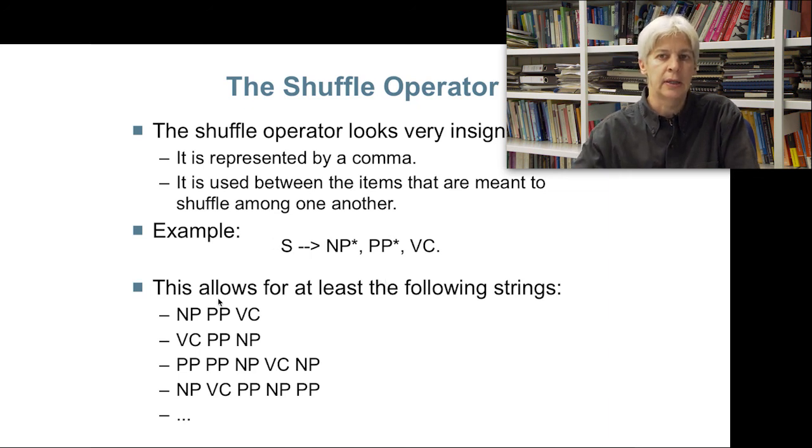You could get a string like this, an NP followed by a PP followed by the verbal complex, starting with the verbal complex followed by a PP followed by an NP, 2 PPs in a row followed by an NP followed by the verbal complex followed by a noun phrase, an NP followed by the verbal complex, a PP, an NP, a PP, etc. Okay, so since I've got the Kleene star here, in principle, you can have as many strings as you would like.